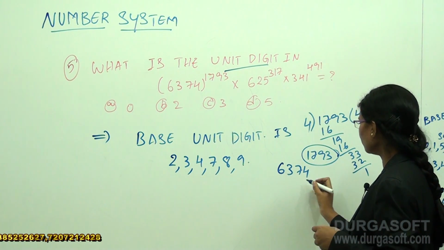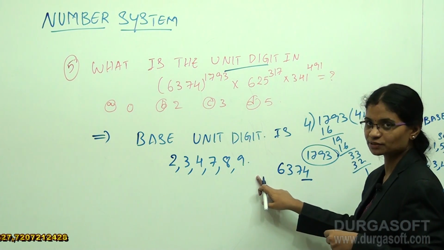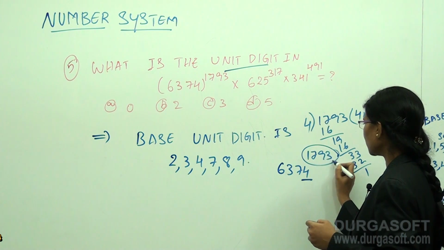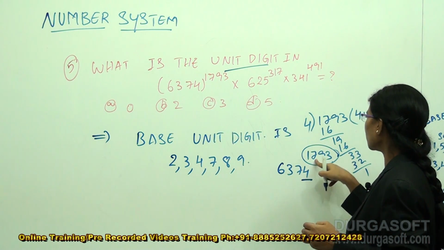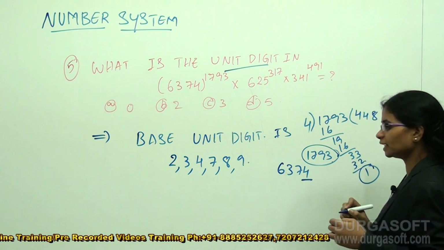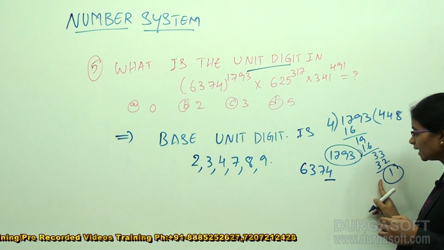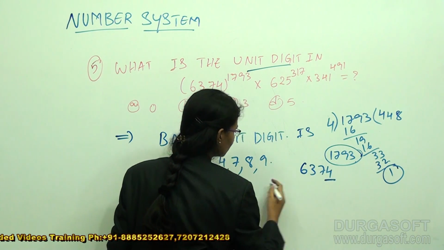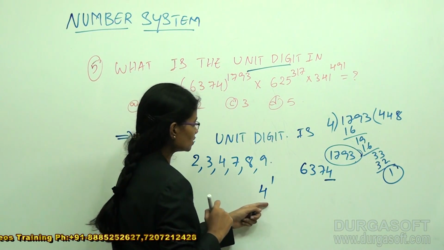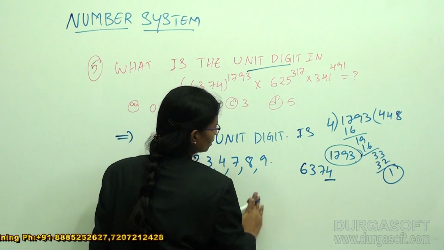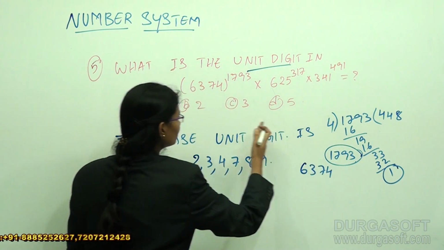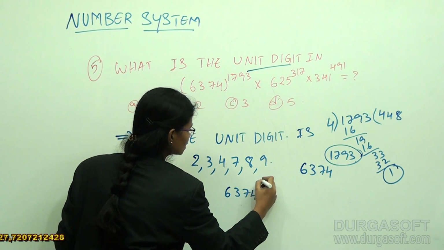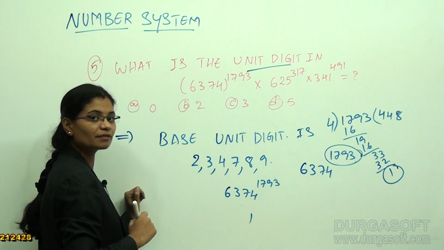Whenever we get 4 in this base place, if in case we have 2, 3, 4, 7, 8, 9, then just take this power value 1793 and divide that with 4. Whatever remainder you are getting, take that remainder and put that as power to this value. That remainder will give the unit digit for you. So 1 will be my remainder. So for this 6374 power 1793, my unit digit will be 1, right?